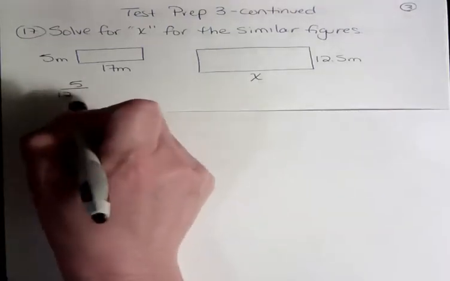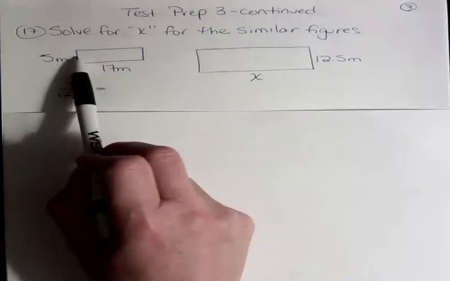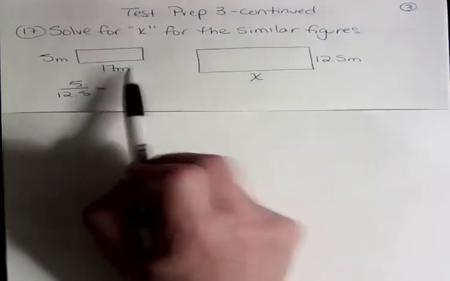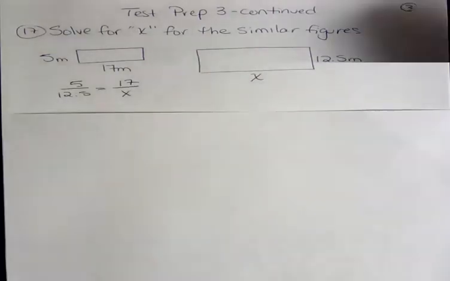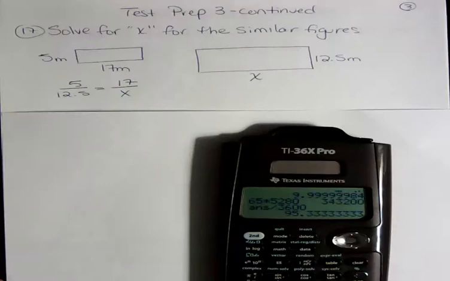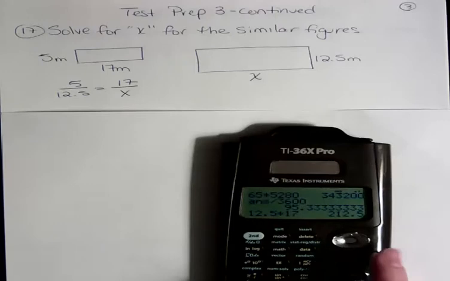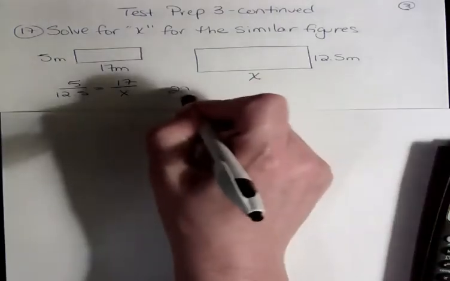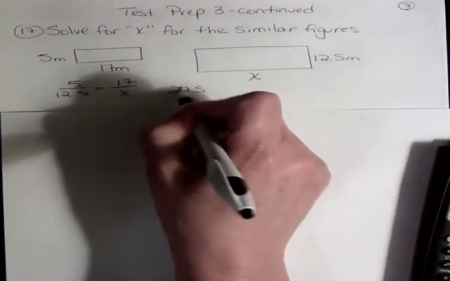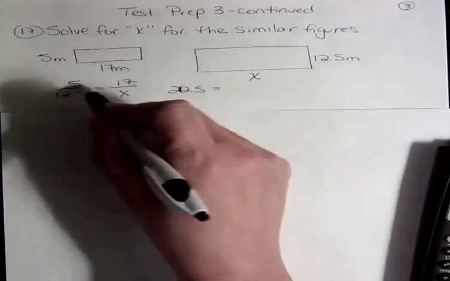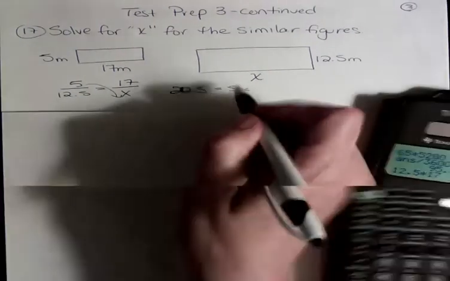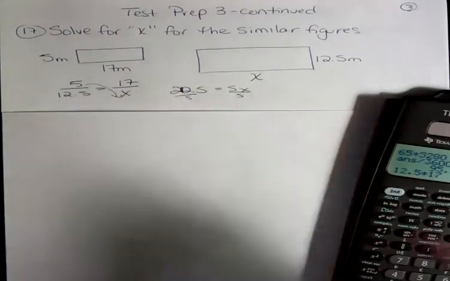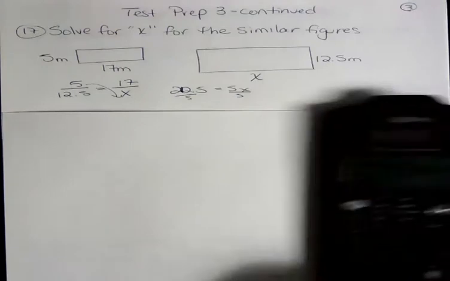5 is to 12.5. That is, this short side is compared to that short side the way that 17 compares to this side. And then, like any other proportion, I can cross multiply the means. I'm going to take 12.5 times 17, and that's 212.5. That was so sloppy. And then cross multiply the extremes, and I get 5x. So 212.5 divided by 5, and I get 42.5.